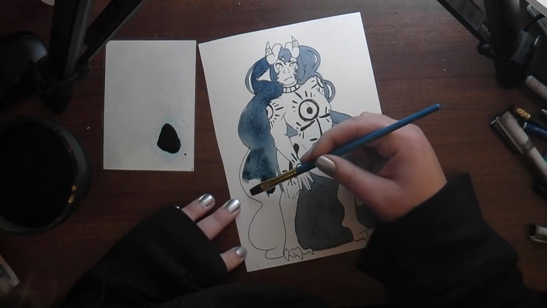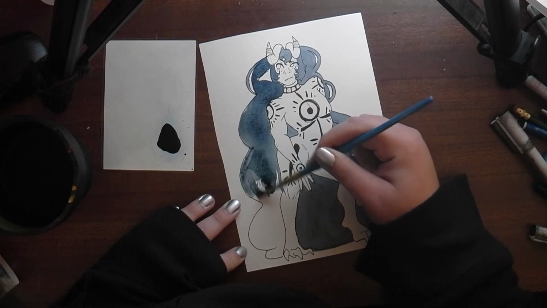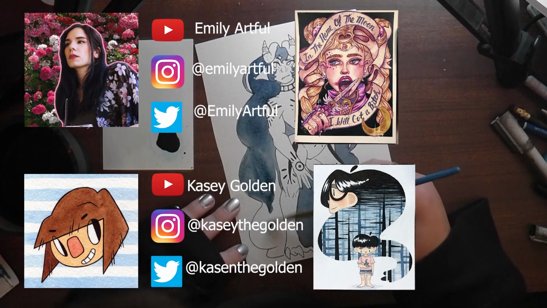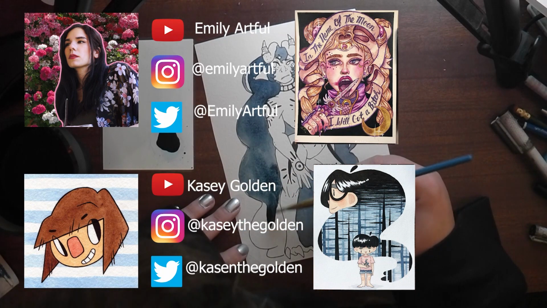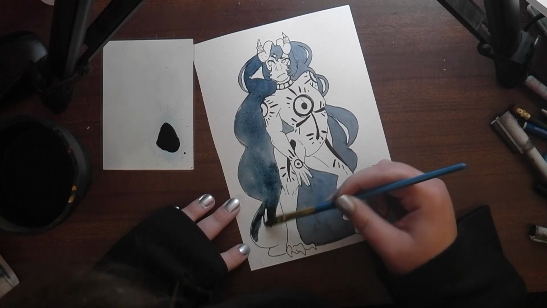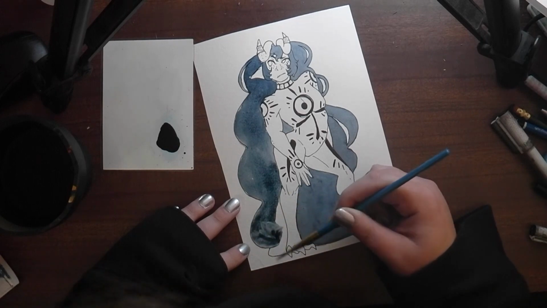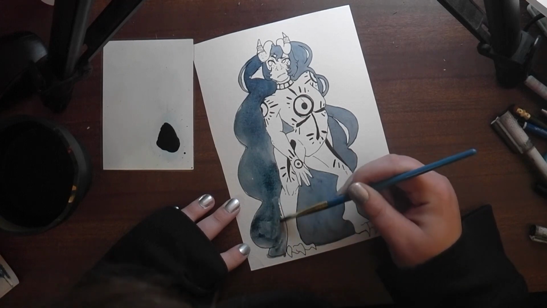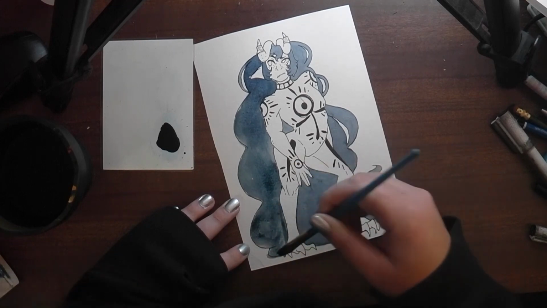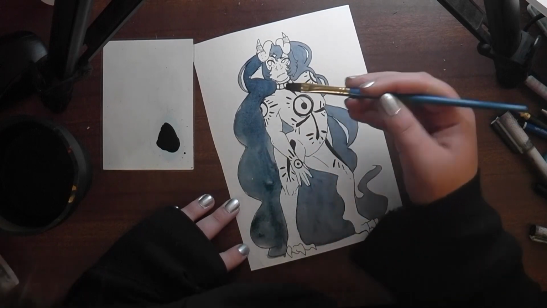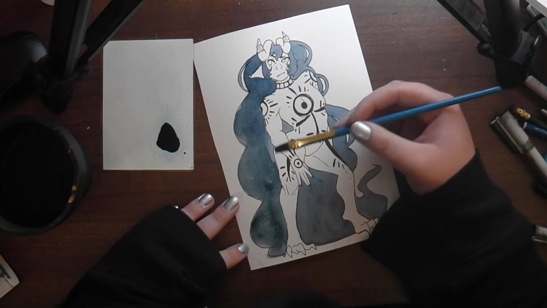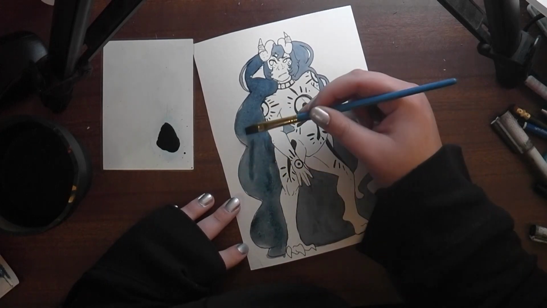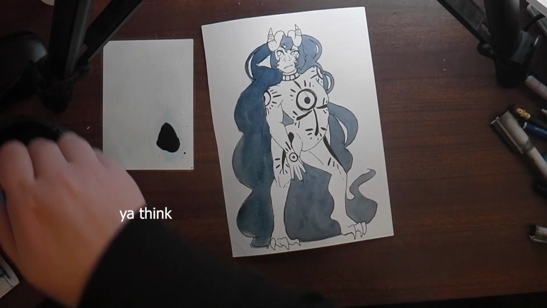Two people that really inspire me watercolour wise are Artful and Kasey Golden. And I found out recently that they actually, or at least from what I can see, are friends, and they talk and stuff, which fills me with so much joy. Seeing people that you like and respect get along and be friends and buddies fills me with so many good emotions, my dudes. I kind of went on a tangent there, sorry.